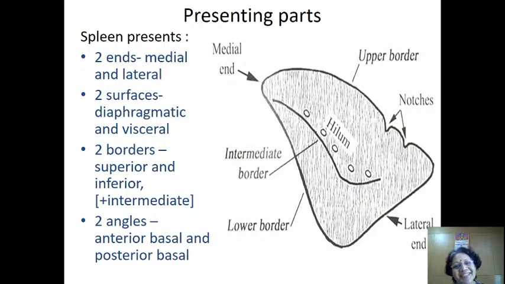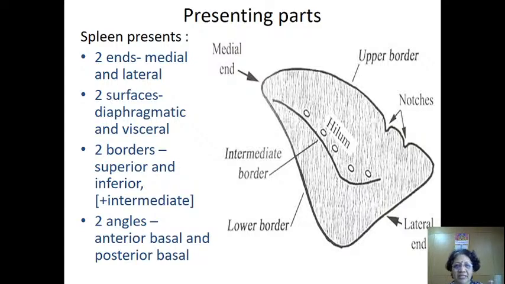Presenting parts, and the spleen is dead, it doesn't present anything, but that is the way we describe it. When you hold the organ in your hand and you're describing it in the practicals to anybody, we say that these are the things which are presenting to us, which are visible to us. So the 2 ends are medial end and lateral end. We saw in the previous one, it's called anterior and posterior. Now medial, you must remember, is the one closer to the vertebral column, and lateral is the one away from the vertebral column, right? So that lateral end is more anteriorly placed because it's on the lateral curve of your body. So the medial one is posterior and the lateral one is more anteriorly placed.